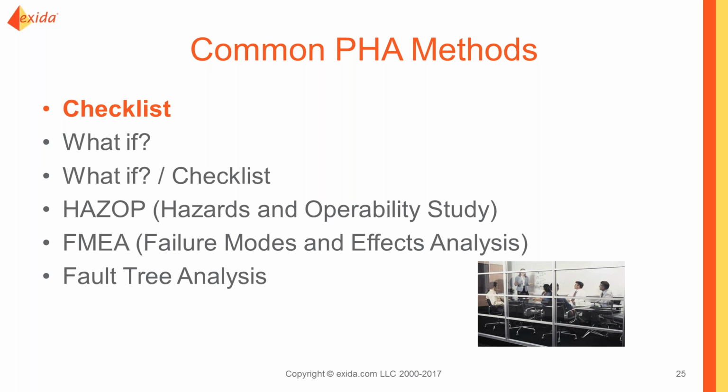So common techniques that can be used for process hazard analysis: checklist, what-if, a combination of what-if and a checklist, hazard and operability study, failure modes and effects analysis, and fault tree analysis. Depending on the complexity and the novelty of the machine, you might pick a different technique. Often a starting point is a checklist, and there are machine-specific standards that list hazards that should be considered.